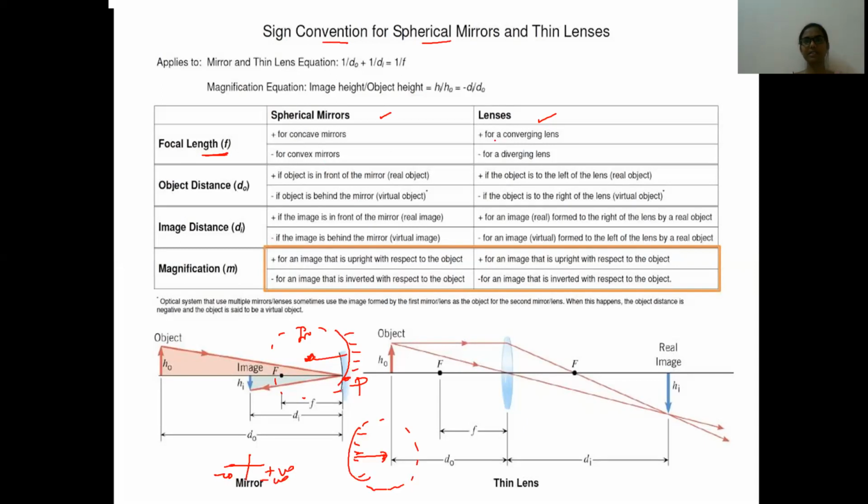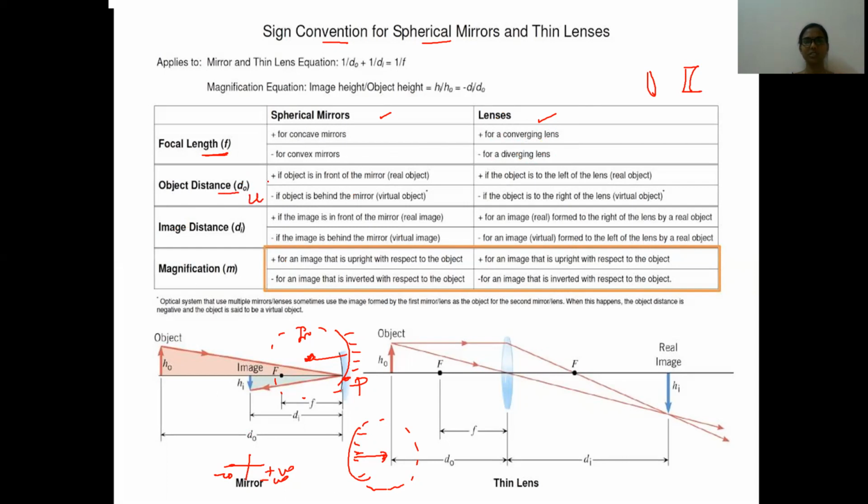And in case of lenses also, for converging lenses, this is convex, the focal length is positive, and the focal length is negative for a diverging lens. The diverging lens is this one, so for the diverging lens it is negative. And object distance, what we call U, is the distance at which you place the object here.